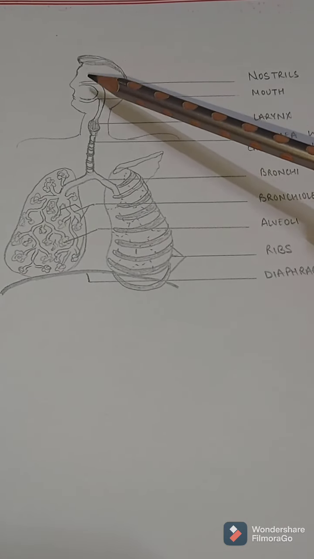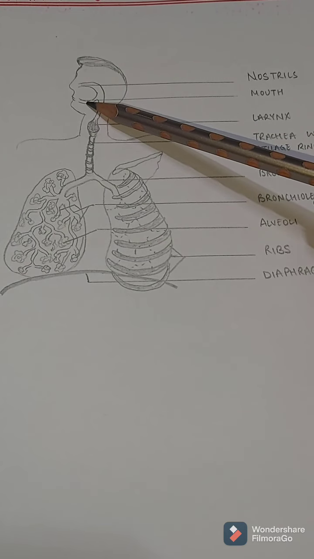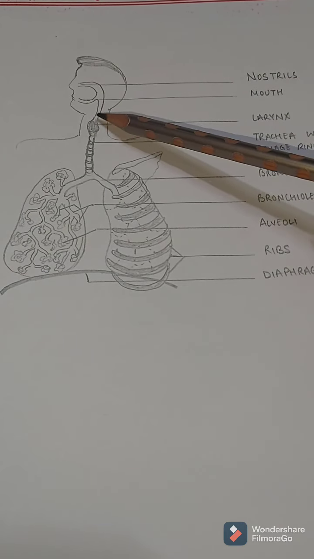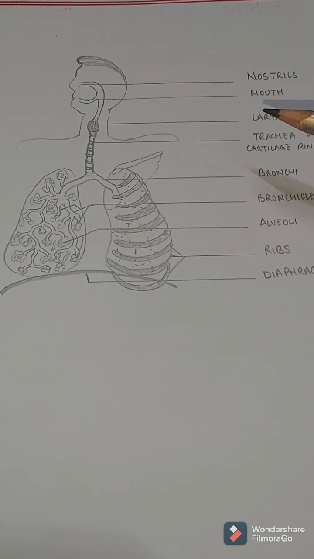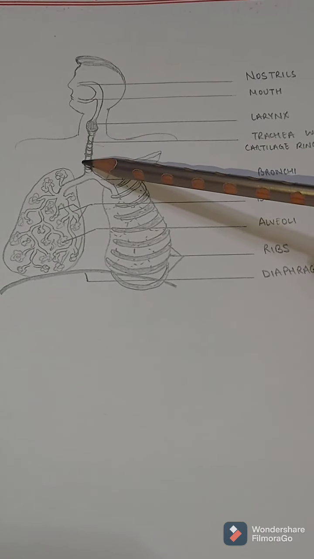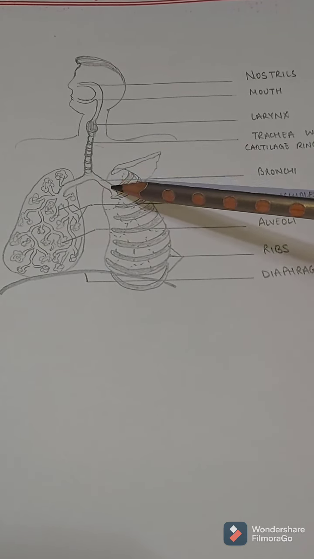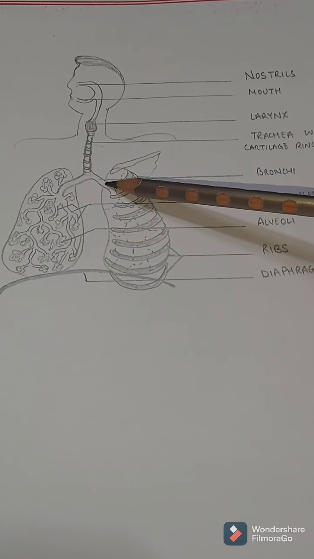So this is the nostril from where the air enters. It may also enter from the mouth. So this is the larynx, this is the trachea, which is the windpipe, and this is showing the cartilaginous rings. This trachea is divided here, and each tube goes to each lung.